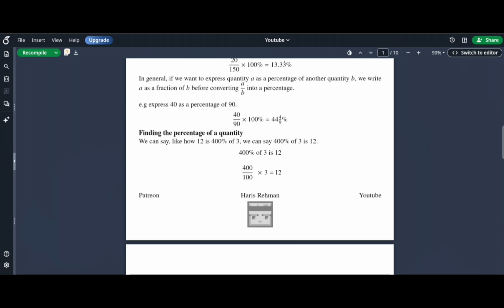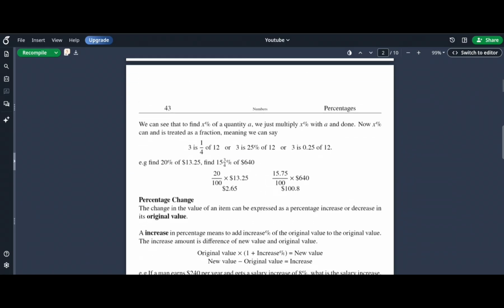X percent of Y means X percent times Y is equal to Z. X percent of Y is Z. That's how we say it in English. So this is how it works. To find X percent of a quantity A, multiply X percent by A, and done.